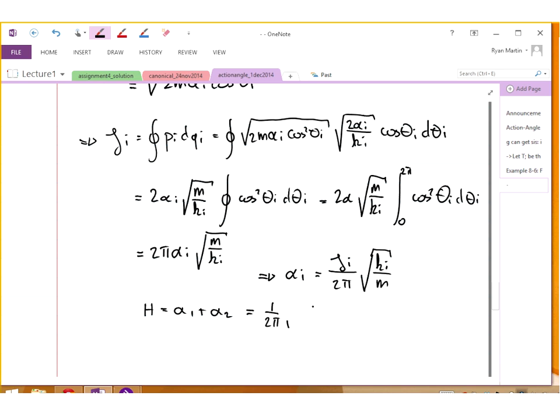So the Hamiltonian is 1 over 2 pi. That's common for both alpha_i. Then I have alpha_1 plus alpha_2. So I have square root of k_1 over m times J_1 plus square root of k_2 over m times J_2. And that was the goal, was to find the Hamiltonian in terms of these J's.